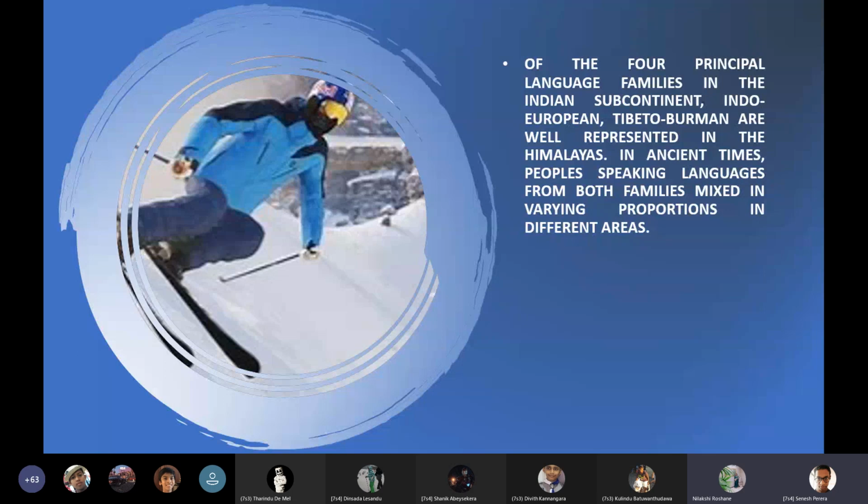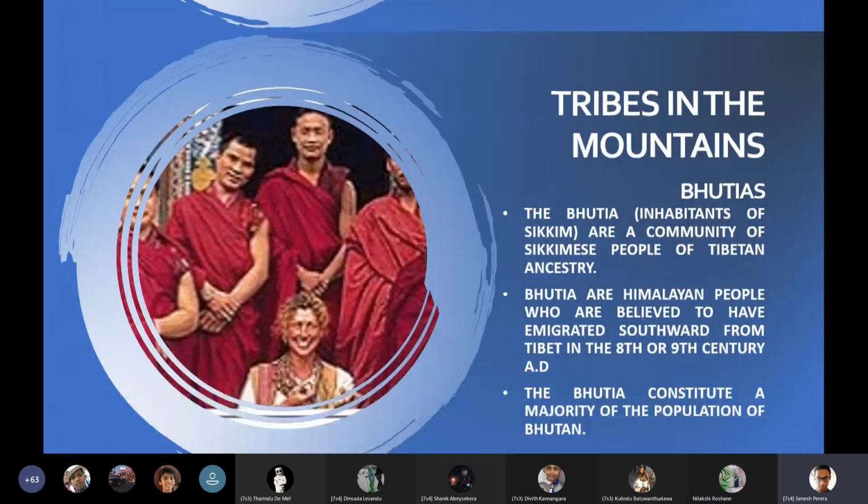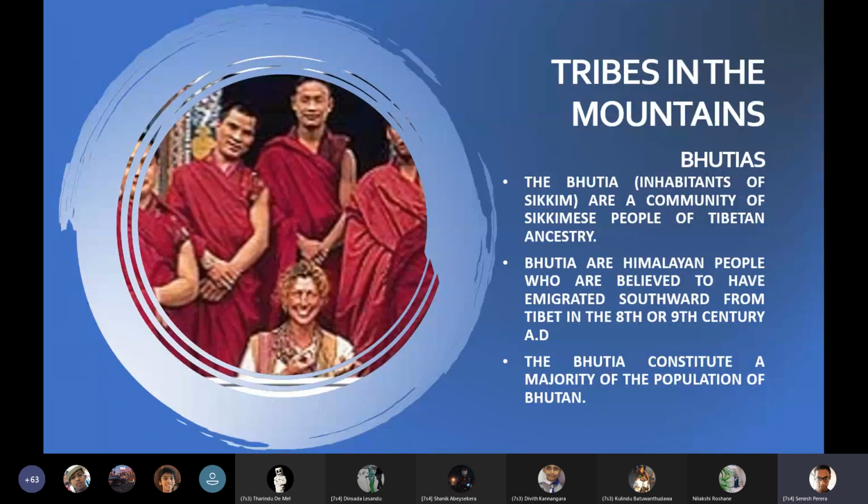Today, as I told you, I'm going to speak about a few main tribes. The first one is the Bhutia. The Bhutia are inhabitants from Sikkim. They also have Tibetan ancestry. They are thought to have immigrated from Tibet southwards to the Himalaya in the 8th or 9th century AD.